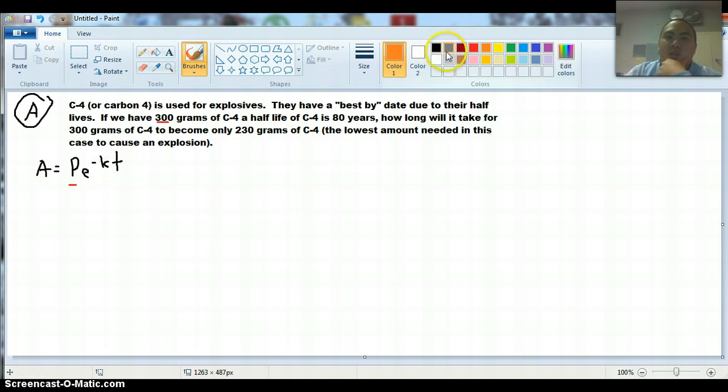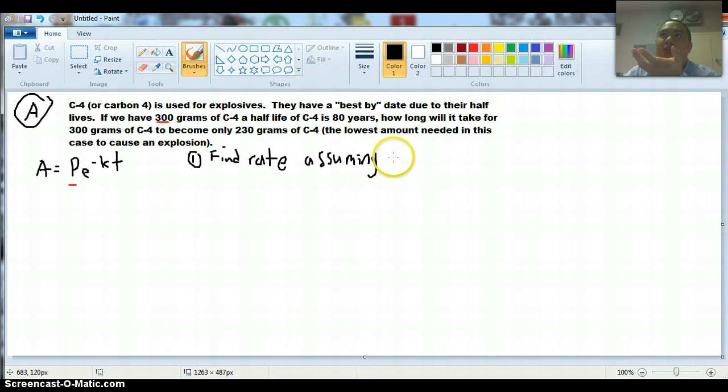So what I need to do is step 1, find the rate. I can find the rate by assuming that there's 100 grams, or assuming that there's 300. It's up to you as to what you want to assume. I'm just going to assume 100, and this will help me find my rate. So I'm assuming there's 100 grams of C4 and I want to find the rate.